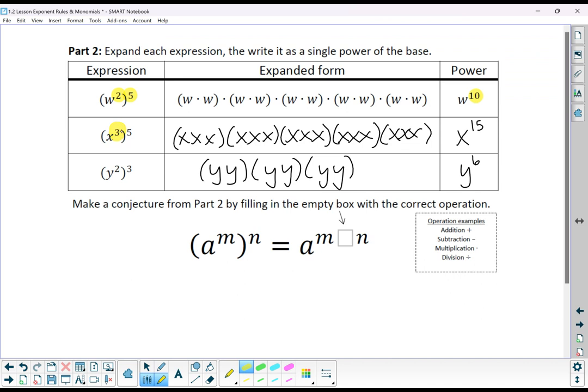So again, if you look at the powers in our expression on the left, you can see that the power we end up with on the right is the product of those two exponents. So if we have an a with a power m and we raise that to the nth power, it's a with the power of m times n. We find the product of those two exponents.